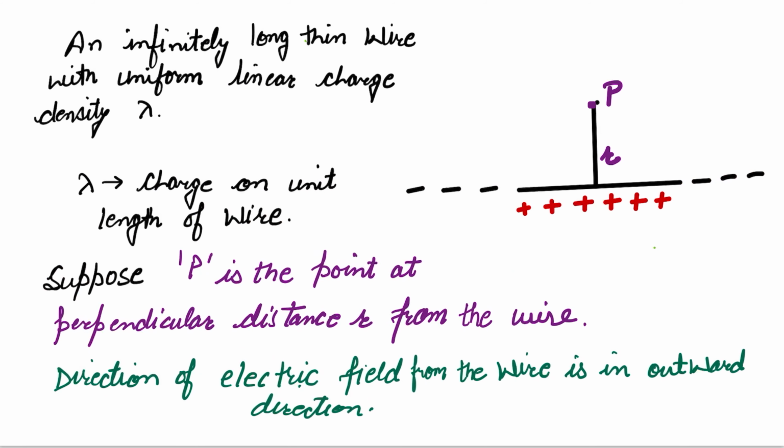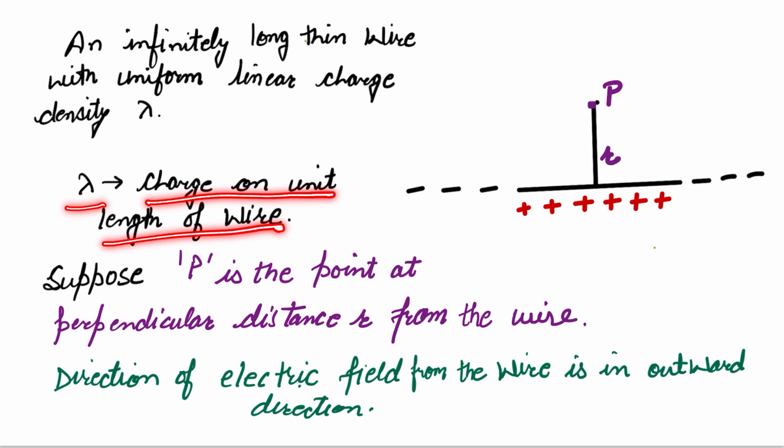Next, we consider a wire. This is the wire, right? This portion is represented by the bold line, while after that we have put dotted lines. These dotted lines mean that the length of the wire is infinite, right? Then to calculate the amount of charge, we introduce the term linear charge density. It is represented as lambda. Lambda represents the charge on unit length of the wire.